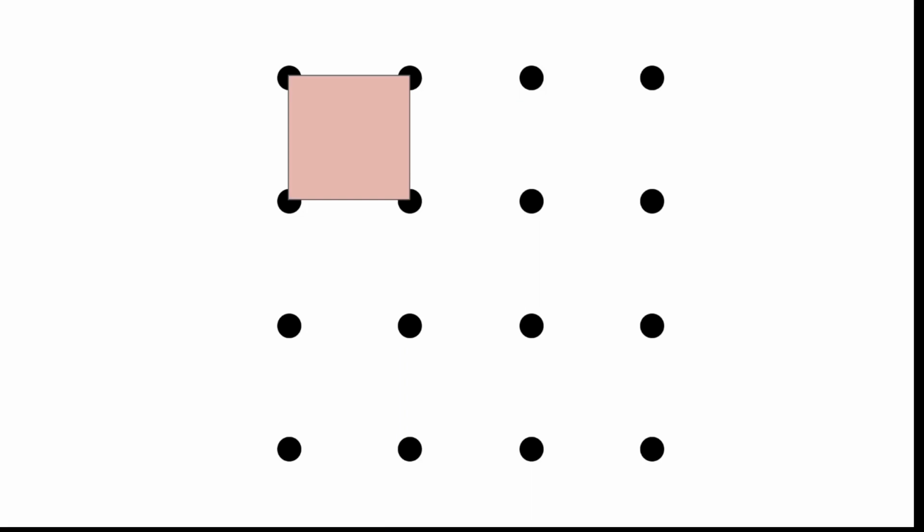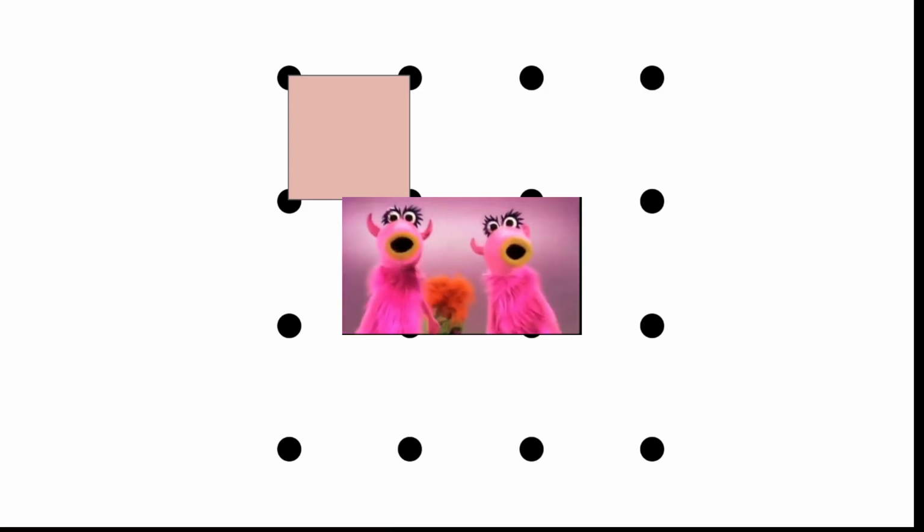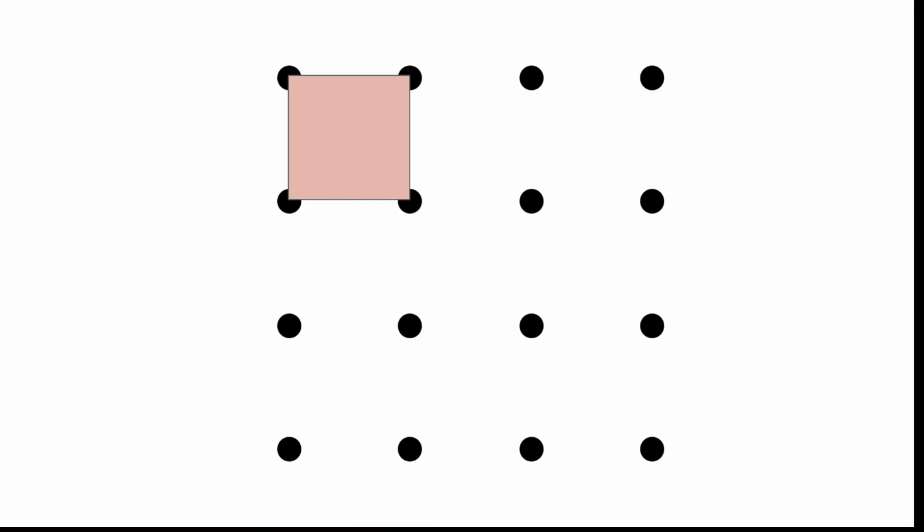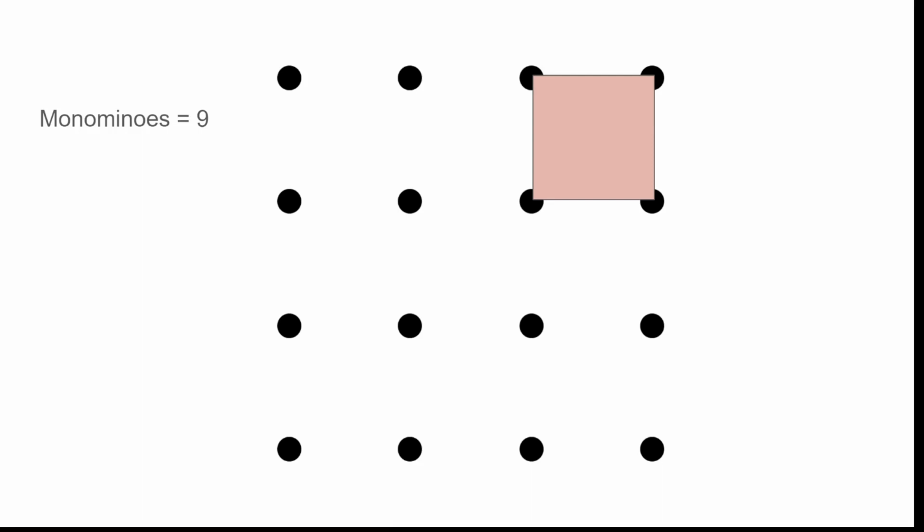So first, let's think about where I only have one square. I don't know if it's a monomino or a monomino. Monomino. Yeah. So anyway, how many places can I put this? I can put it here, I can move it over, I can move it to the next one. I'm not going to go through each one. There are 9 ways I can do this, right? 9 places I can put this single square and have it work.